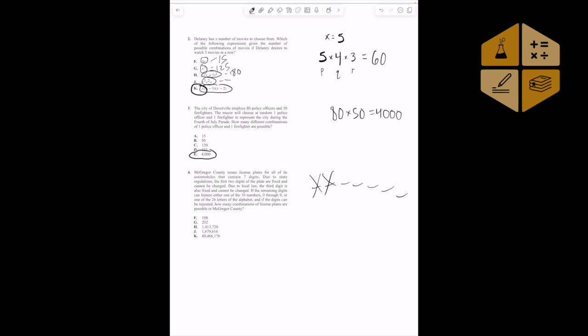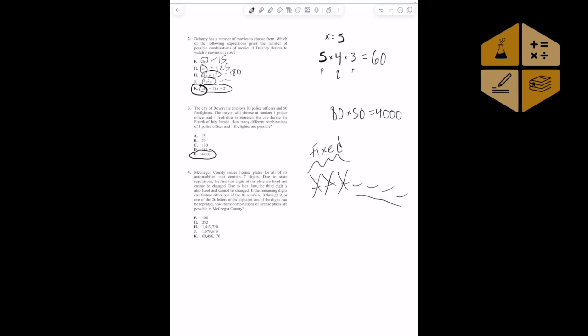Due to local law, the 3rd digit is also fixed and can't be changed. Okay, if the remaining digits can feature either one of the 10 numbers 0 through 9 or one of the 26 letters of the alphabet, and if the digits can be repeated, then how many combinations of license plates are possible in McGregor County? So again, these first 3 digits are all fixed. We don't have to worry about them. They don't really come into play at all. That information is just given to make the question a little bit longer. So we have to work with these last 4 places here.